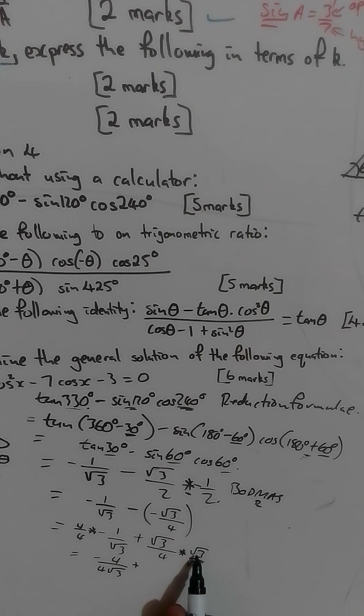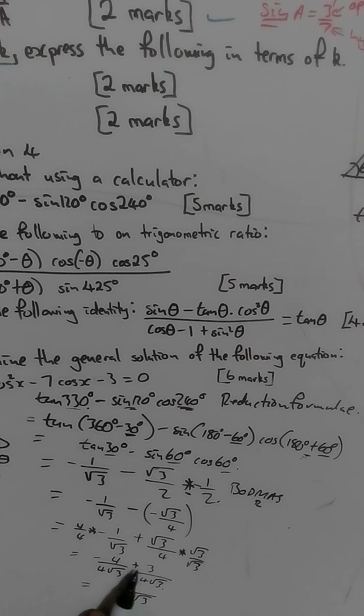Square root of 3 multiplied by square root of 3, it gives me square root of 9. What is square root of 9? Is 3. So I write my 3 here. Over 4 multiplied by square root of 3, it gives me 4 square root of 3. So now what do I have? I've got identical denominators. And once I've got identical denominators like this, it means I'm going to write a single denominator, 4 square root of 3.